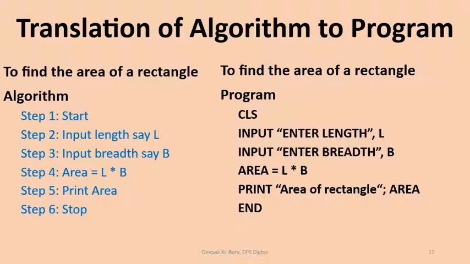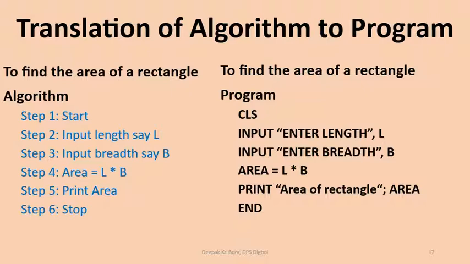So how can it be written? I am writing the message first, that is "Enter length", comma L. Now this is the proper way of interacting with the user, because if you write simply input L comma B, that is also correct, but the user will not be able to know what he has to enter. So it is good to ask the user to input the different values separately.